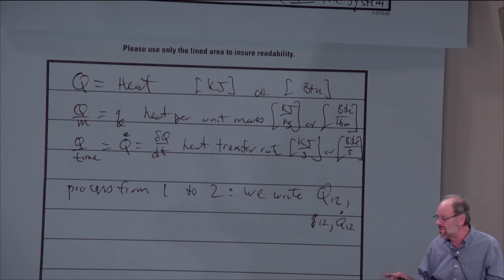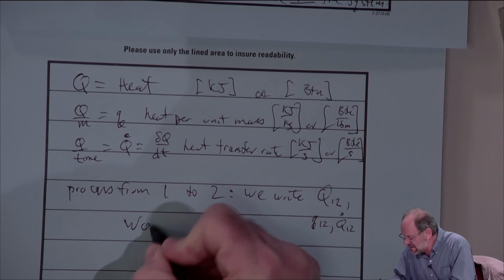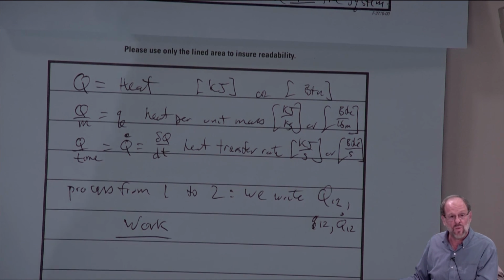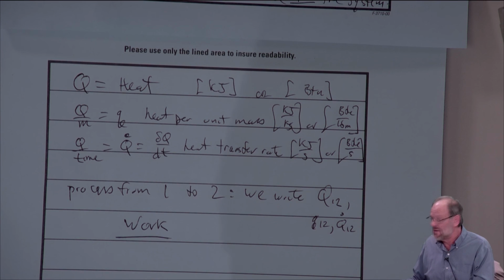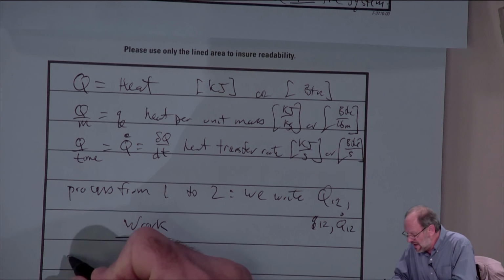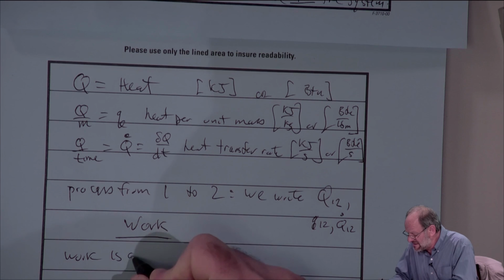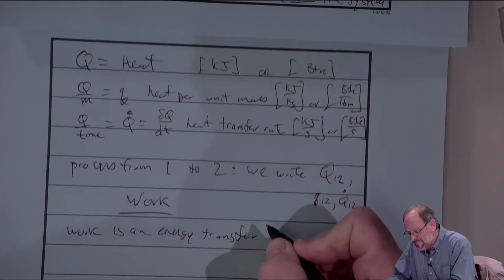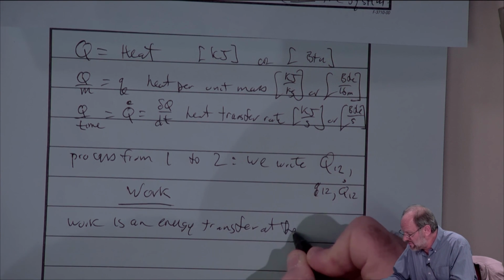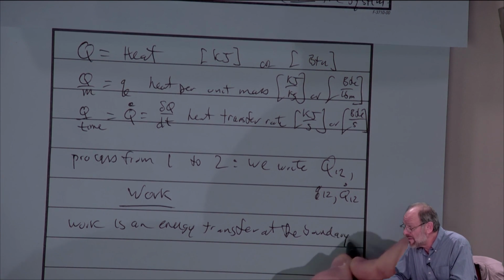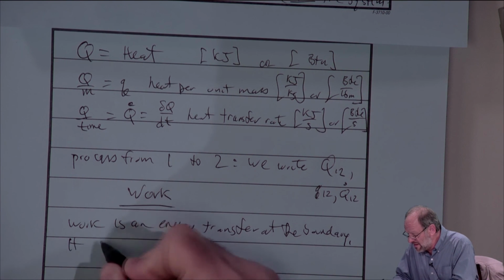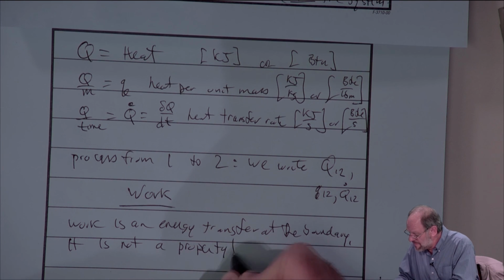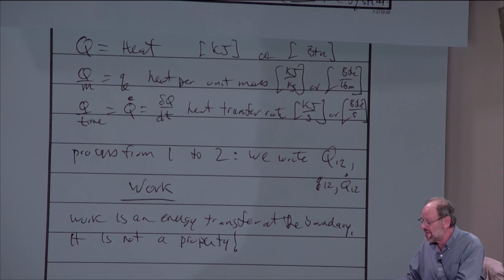Now we're going to do exactly the same thing for work and look at its sign convention and its appropriate units and all of that. So in the same way that heat is not a property, work is not a property. Work, again, is an energy transfer at the boundary. It is not a property. All right, so we never want to assume it's a property.